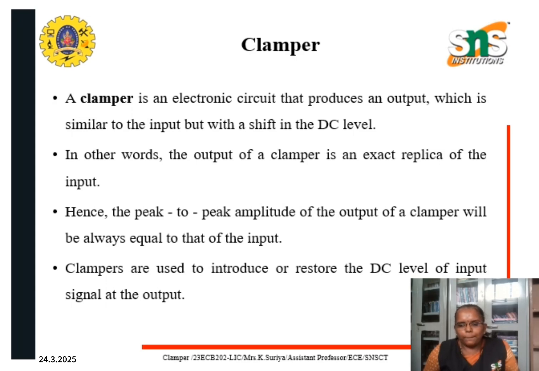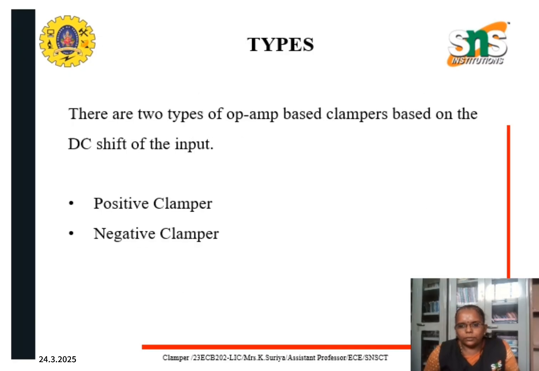The peak to peak amplitude of the output of a clamper will always be equal to that of the input's peak to peak amplitude. So there will not be any change in the signal amplitude and time period. Only the signal will get shifted either upwards or downwards. Clampers are used to introduce or restore the DC level of the input signal at the output.